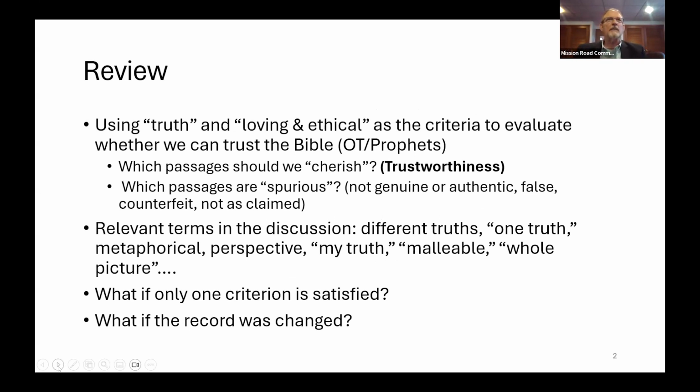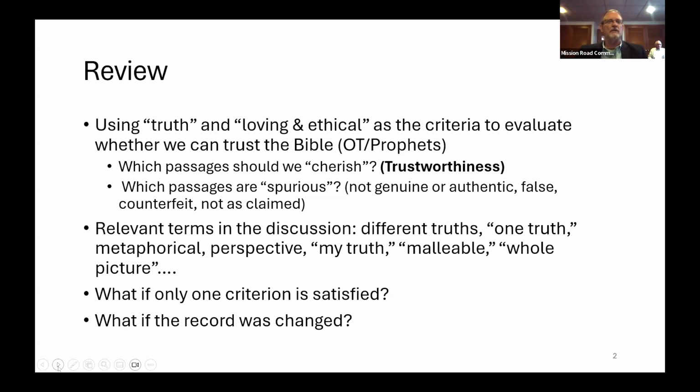In this chapter, the author, Elbert Dempsey, is using truth and whether something is loving and ethical as his criteria to evaluate whether we can trust in the Bible, in particular the Old Testament and the prophets. Dennis pointed out that in seminary he was taught five or six different criteria for looking at scripture for truthfulness. He said consistently these were the only two that really mattered in every case, and he felt it was easier for the reader to deal with two rather than five or six.